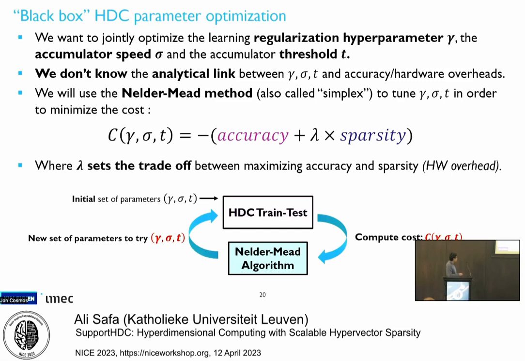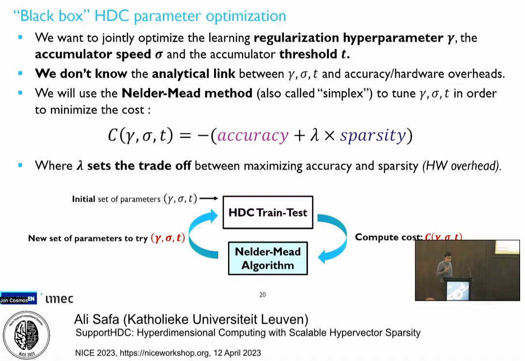And this bag of costs and this bag of parameters will be fed to the Nelder-Mead algorithm. It will return a new set of parameters to try, gamma, sigma, and t, that will be fed back again for training and testing, compute the accuracy, compute, for example, the sparsity, and again feed it back to the Nelder-Mead algorithm. And by iterating like that, you would hopefully minimize this cost and find well-suited hyperparameters.